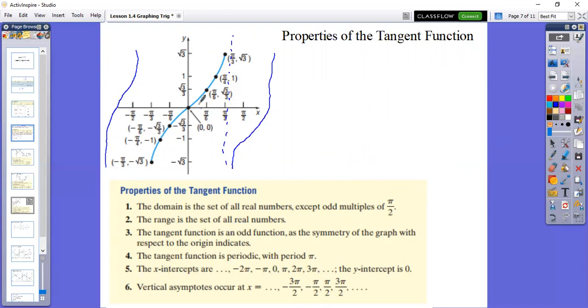X-intercepts occur when sine is equal to 0, because tangent is sine divided by cosine. So these x-intercepts are the same x-intercepts that the sine graph has.